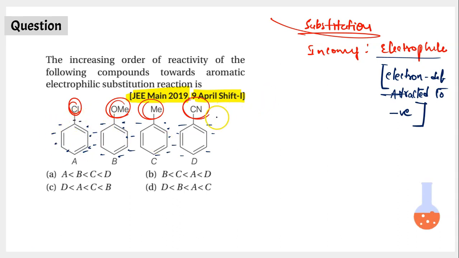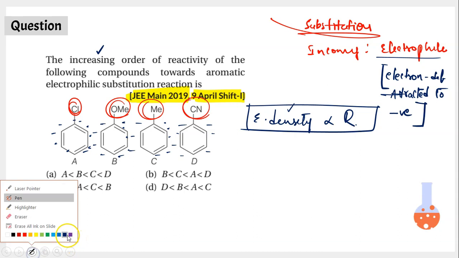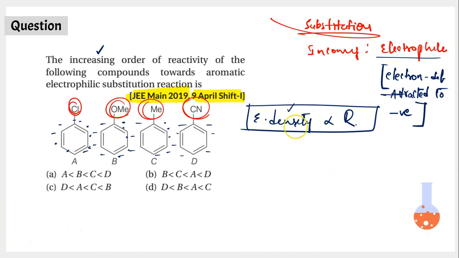And now the increasing order of reactivity towards electrophilic substitutions depends upon what then? It depends upon the electron density over the benzene ring. So the more the electron density over the benzene ring, the more the reactivity towards electrophilic substitutions. So we first need to look at which molecule is having higher electron density on the benzene ring. And what does this depend upon? This depends upon the nature of the substituents you have.